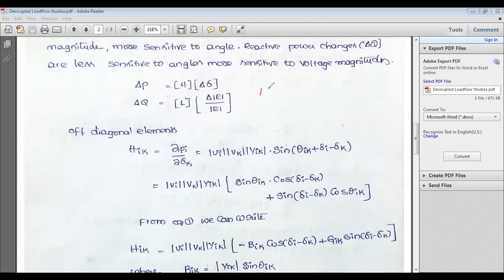HIK. So HIK is equal to dou Pi by dou delta K. Just please try to remember. So try to remember HIK. So we have determined HIK and HII.